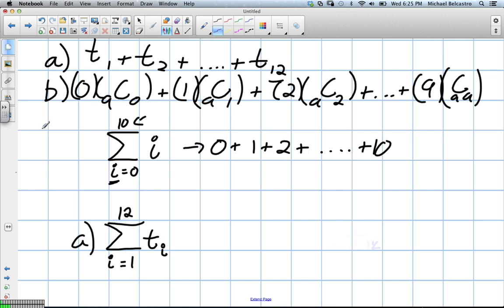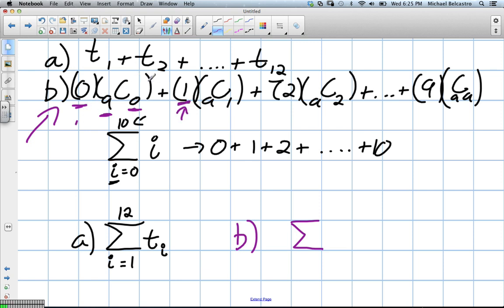Now, the second one, part B, is a little more difficult. Let's see if we can pick out what our differences are, and we'll do this one in purple. We know it's going to be a summation. Looking at this, it looks like we start at 0. We have a combination with 9 and 0 here, and then the next one, we go up to 1.